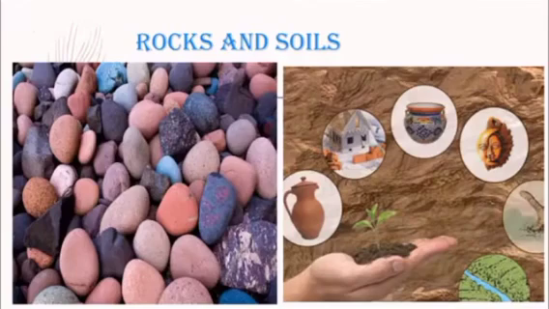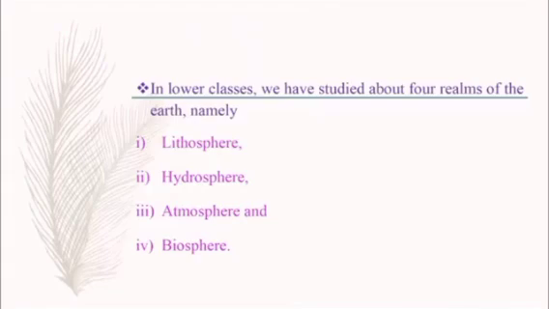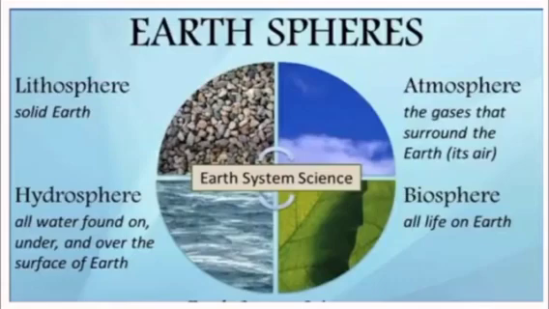In this lesson, we are going to learn about rocks and soils. In lower classes, we have studied about 4 realms of the earth, namely lithosphere, hydrosphere, atmosphere and biosphere. So in this picture, we can see earth spheres like lithosphere, hydrosphere, atmosphere and biosphere.